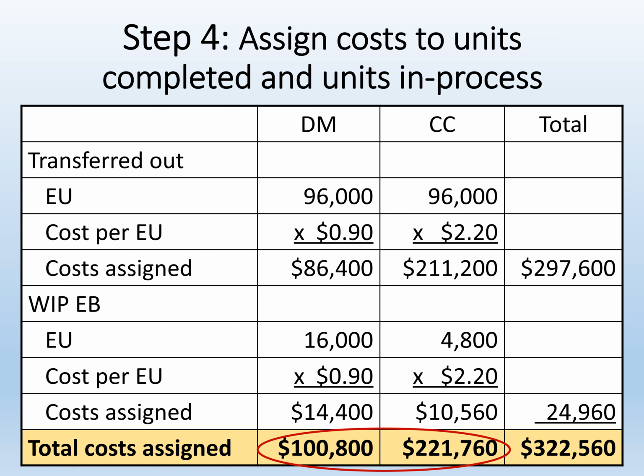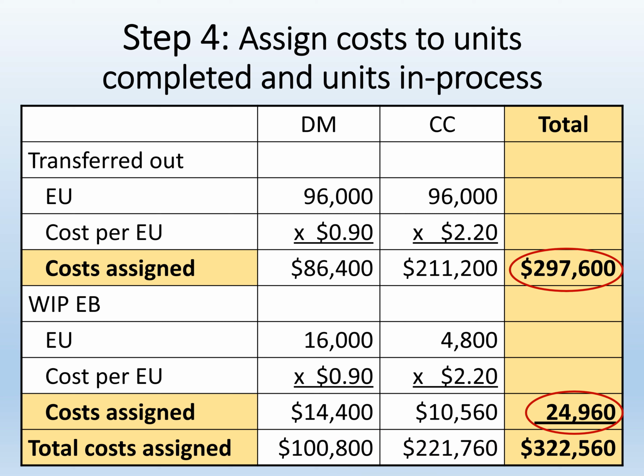The total direct materials costs plus the total conversion costs must equal the total manufacturing costs for the period. And we can check that by making sure that the total costs assigned to the units that were completed and transferred out, plus the total costs that were assigned to the units that didn't get finished and are still in the work in process ending balance, must also equal the total manufacturing costs for the period.